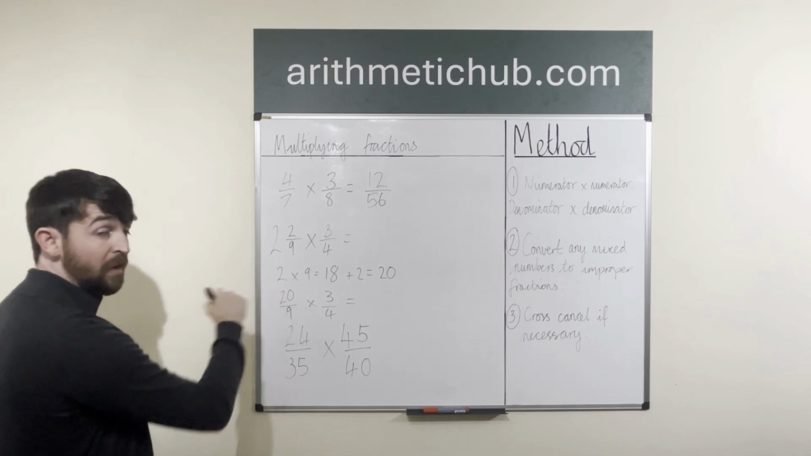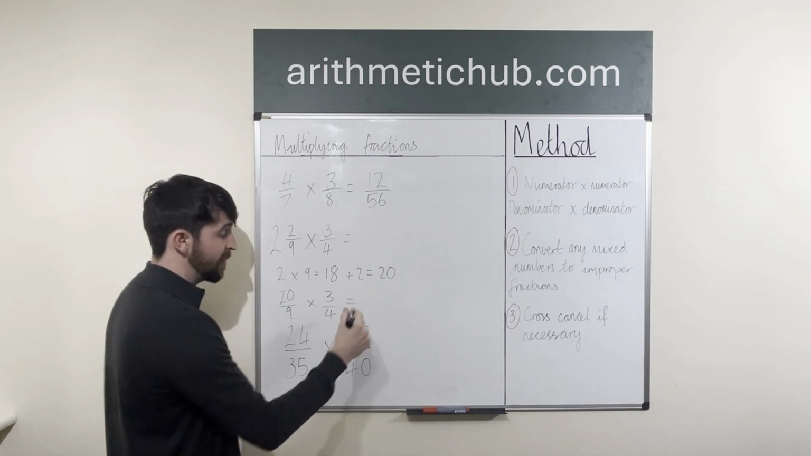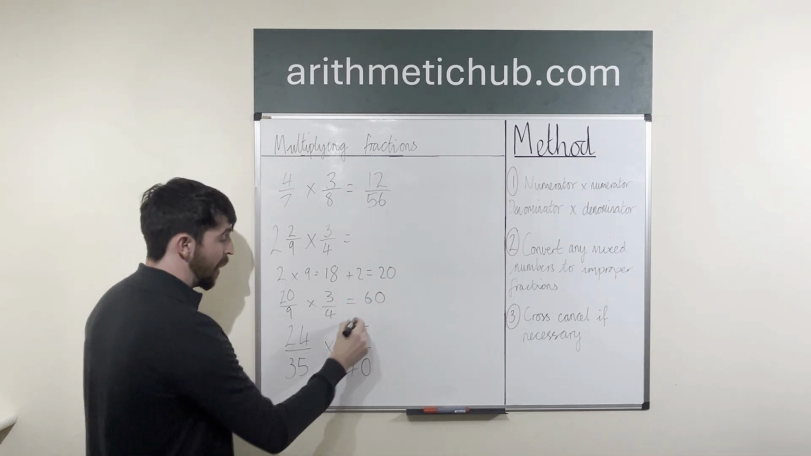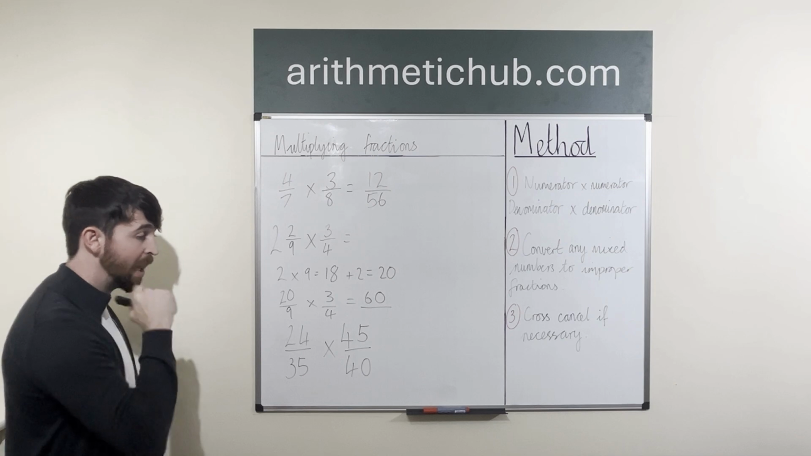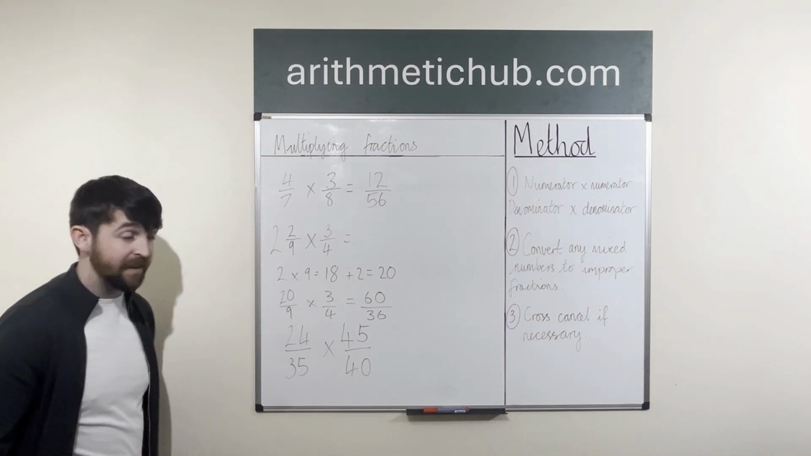And then what I would do is I would do 20 times 3, 20, 40, 60. And I would do 9 times 4. 9 times 4 is going to give me 36.